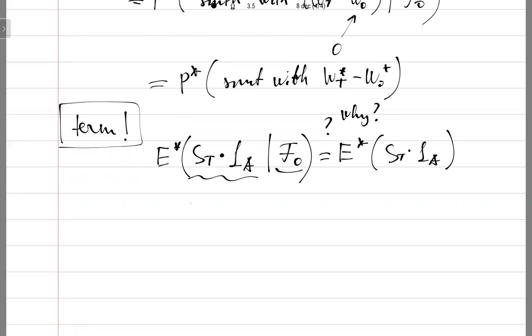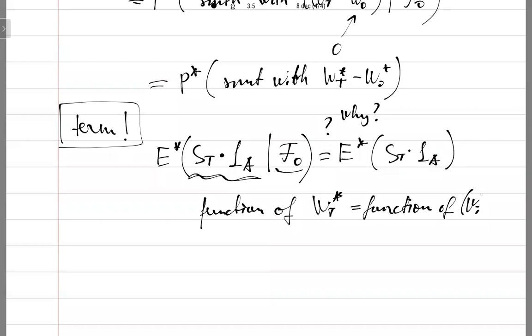Basically, this is some function of W_T star, because if you know W_T star, you know the value of that random variable. And this is also a function of W_T star minus W_0 star, and this increment is independent of F0. So basically, we can omit the sigma algebra. But this sigma algebra elimination works only with F0, because W0 equals zero.